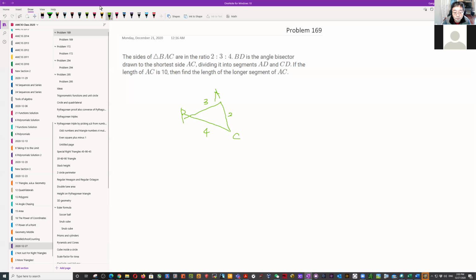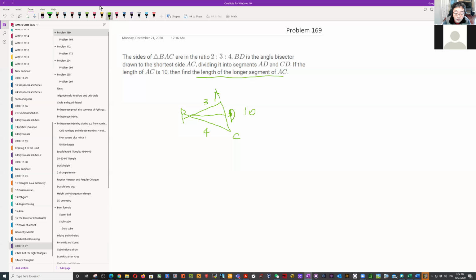And BD is the angle bisector drawn to the shortest side, so basically the angle bisector is bisecting angle B. And it looks like this. It's saying that the length of AC is 10. Then find the length of the longest segment of AC. So AC basically, here's A, B, C, D. D is here.